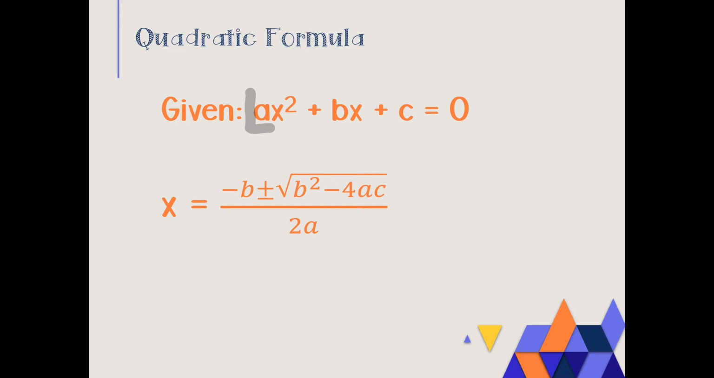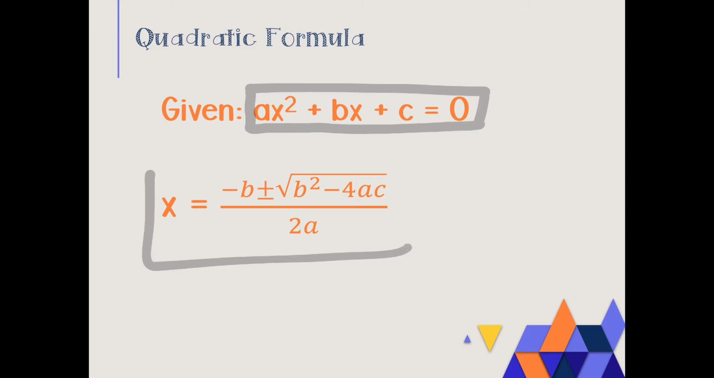If your equation is given in quadratic form, so ax squared plus bx plus c equals 0, then we solve for x with this equation: x equals negative b plus and minus the square root of b squared minus 4ac, all over 2a. The handy thing about the quadratic formula is it can be used anytime.